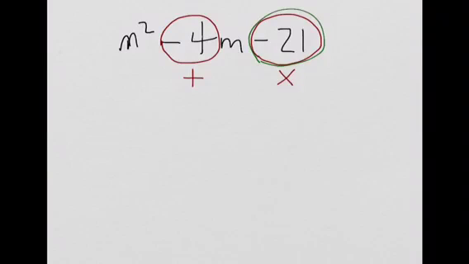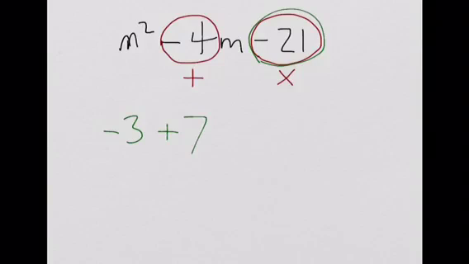rather than doing what I just did. Don't start guessing numbers that you add together, because that'll take you forever. But if we think of factors that multiply together to give us negative 21, well, we've got negative 3 and positive 7. And if you look at those, the difference between 3 and 7 is 4.